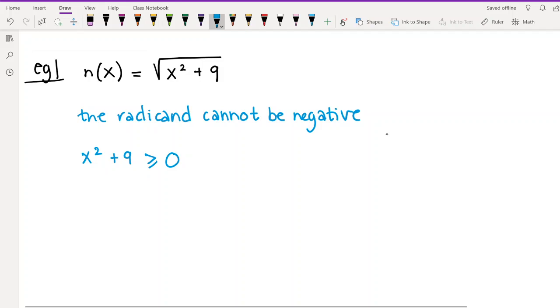So if we subtract 9 from both sides, we get x squared is greater than or equal to -9. So remember that anytime you square a number, you always get a positive result or possibly 0. And so you're never going to get a negative number. And so what that means is that this inequality is true for all values of x.